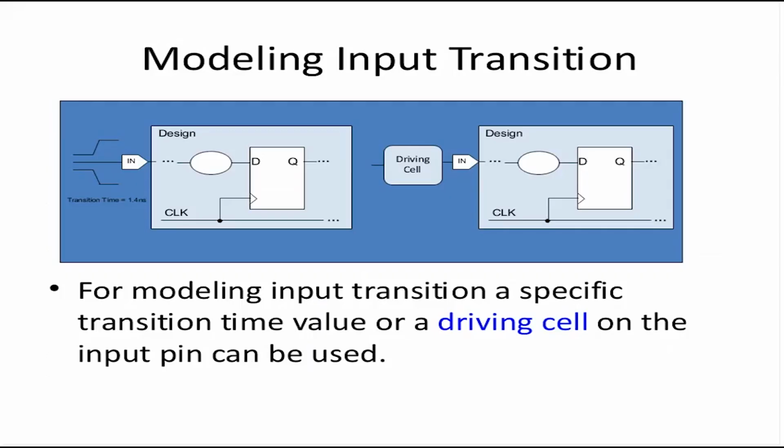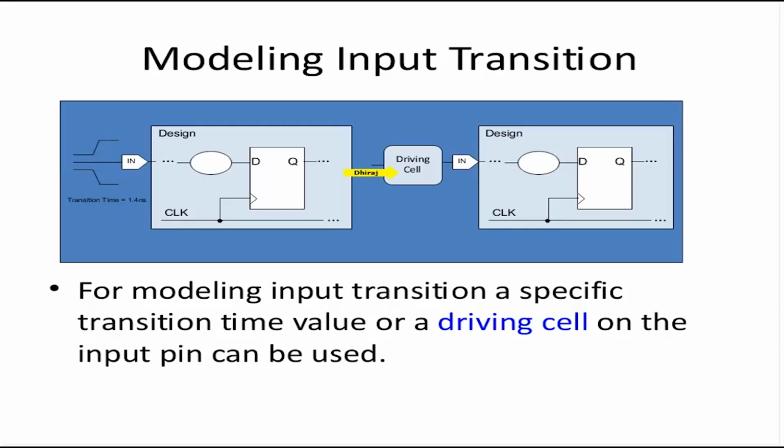One is that we tell DC that each of my inputs has some positive transition. If we do not specify this, DC will assume the transition to be 0, and that is wrong. It is optimistic, because your design will be driven by some cell, and the transition will never be 0. It will be greater than 0 for all practical cases.